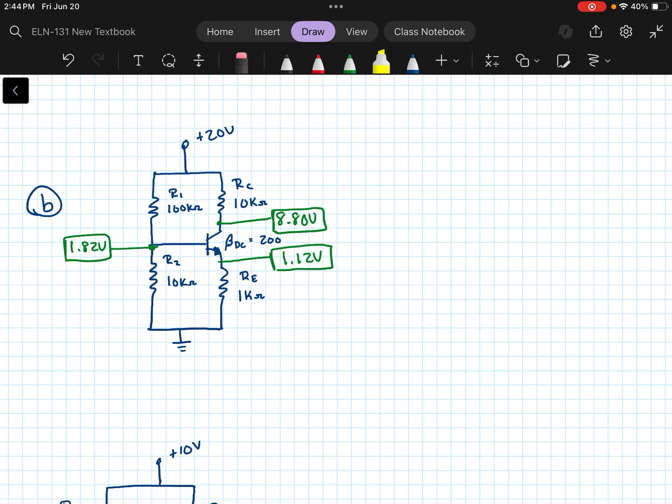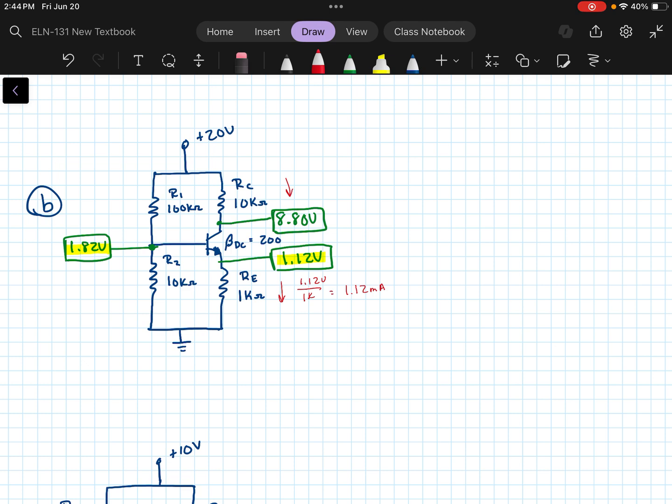Okay, so for B, again, we've got 1.82 volts at the base. We've got 1.12 volts at the emitter. So that tells me that, yeah, we're probably okay there, because there's a 0.7 volt difference there. I can see that. Also, what I would look at is, what would the current be here? It would be 1.12 divided by 1K, or 1.12 milliamps.